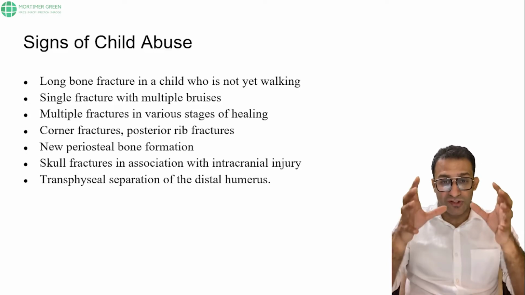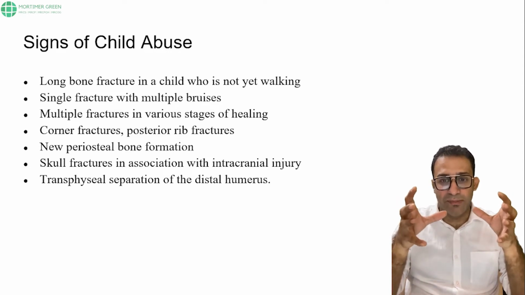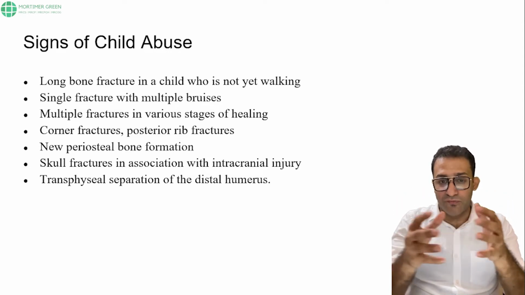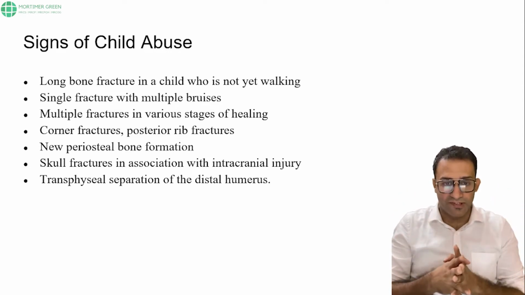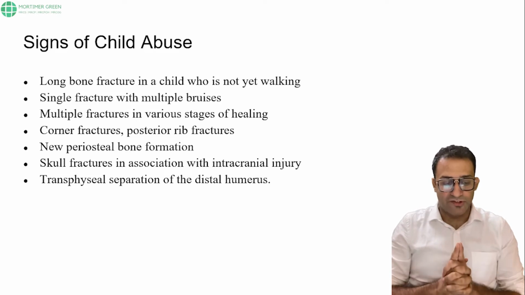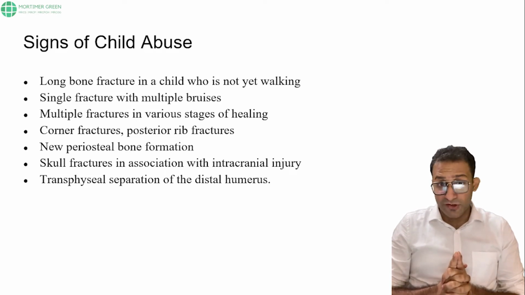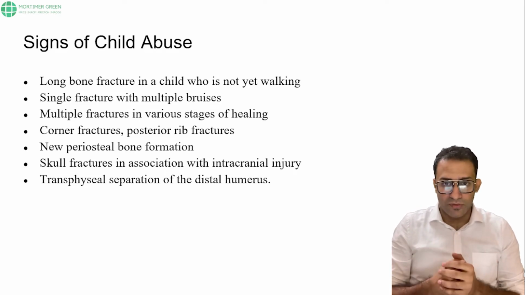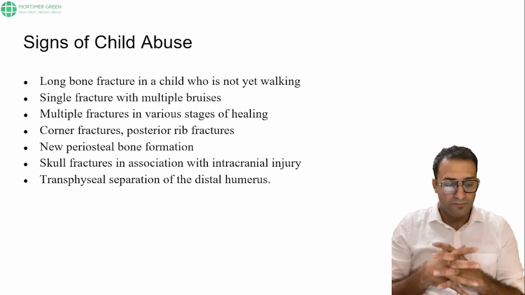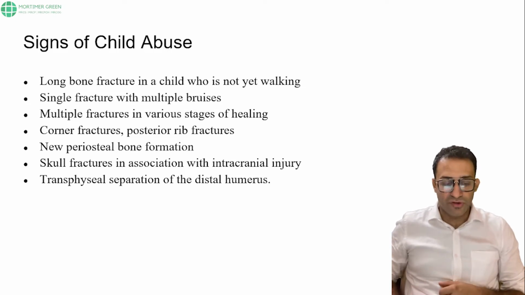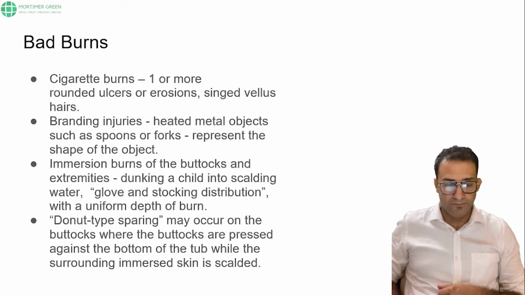Posterior rib fractures. You hold a child and shake it, the battered baby. The four fingers of both hands compress on the posterior ribs. Remember, anterior rib fractures are not seen in non-accidental injury. It's usually posterior rib fractures. New periosteal bone formation is indicative of fracture and injury healing. Skull fractures, intracranial injuries, shaking the baby. And again, transphyseal separation of the distal humerus.